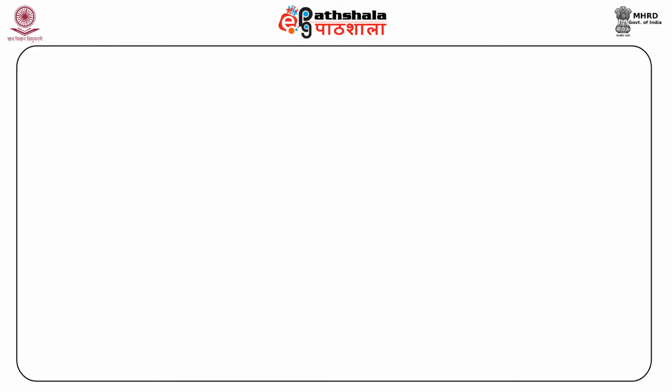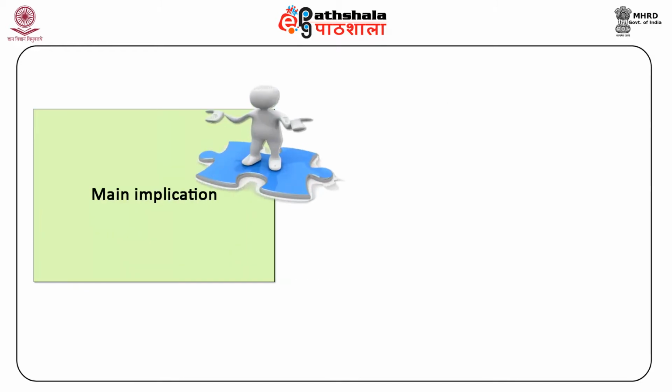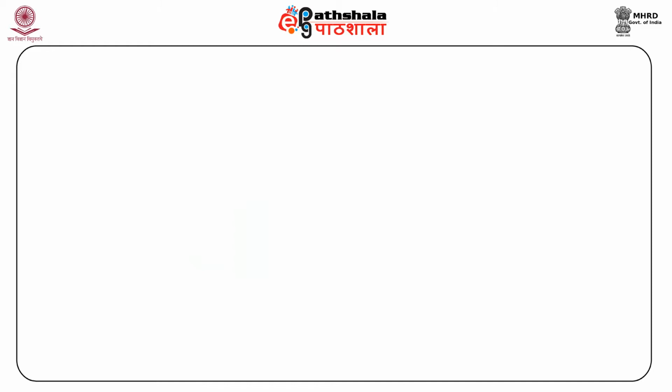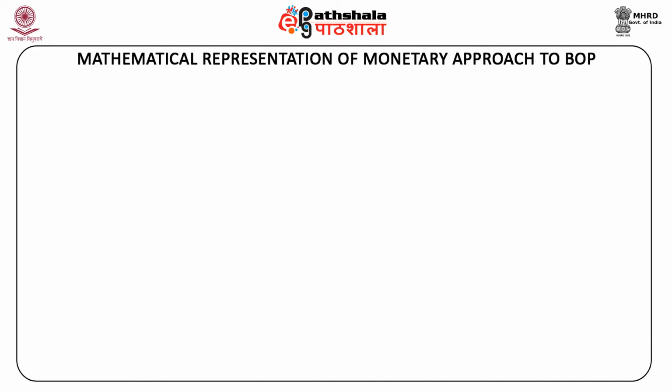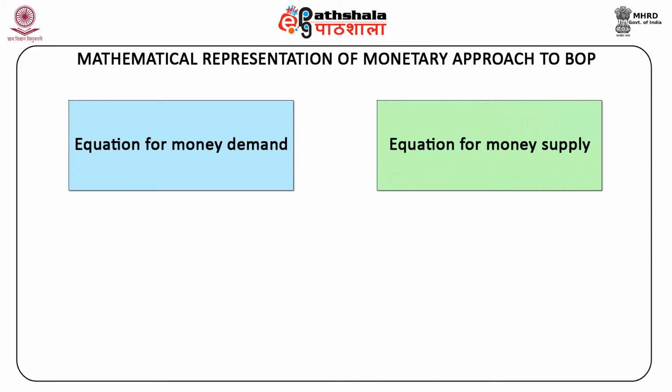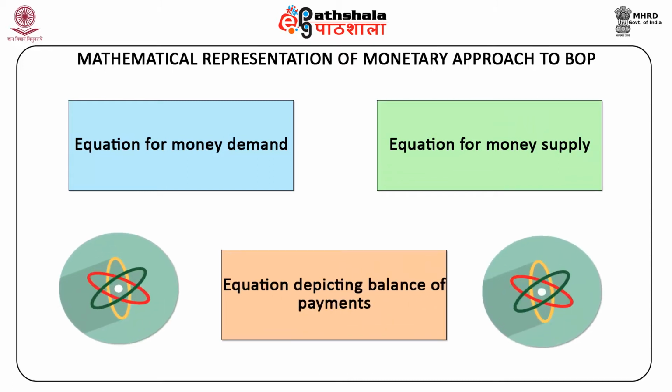Given these assumptions, the main implication of the monetary approach to balance of payments is that under a fixed exchange rate system, monetary policy is ineffective. Since the monetary approach to balance of payments is a monetary phenomenon, we need equations for money demand and money supply and an equation depicting the balance of payments of a country. Thus, we will now move to the mathematical representation of the monetary approach to balance of payments.